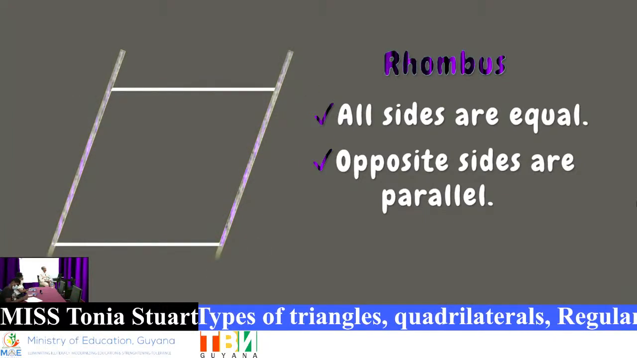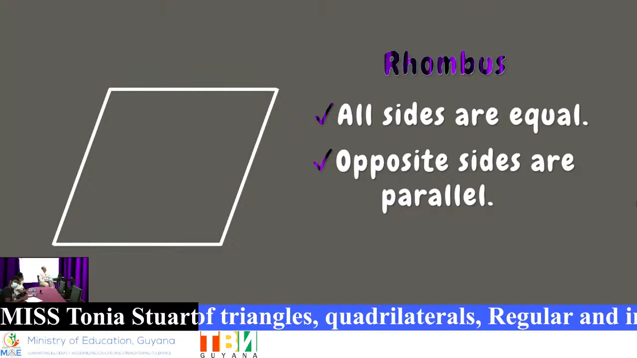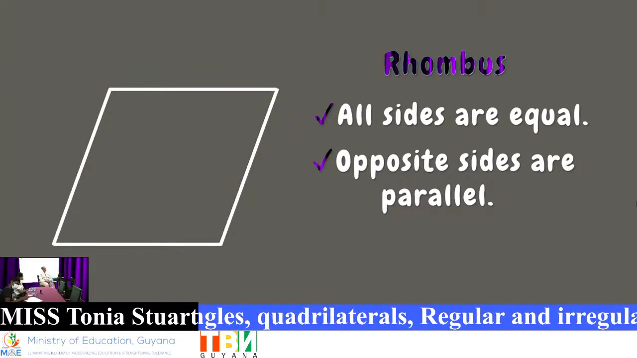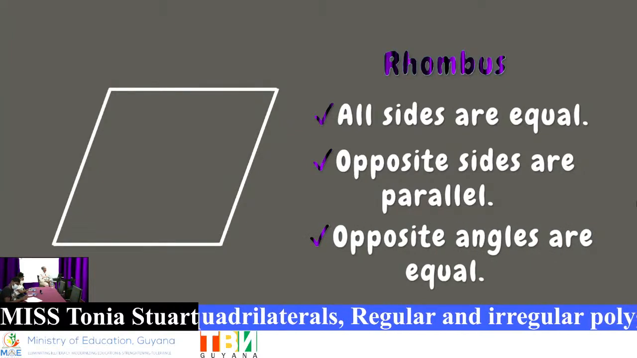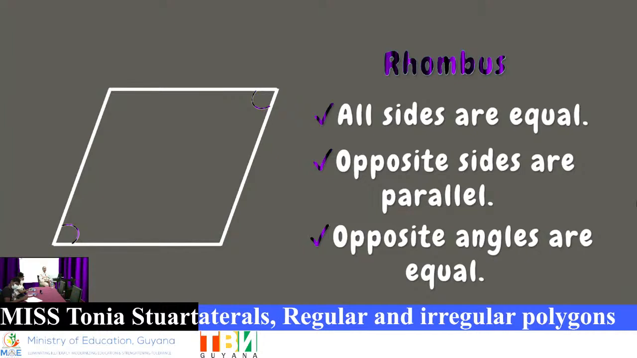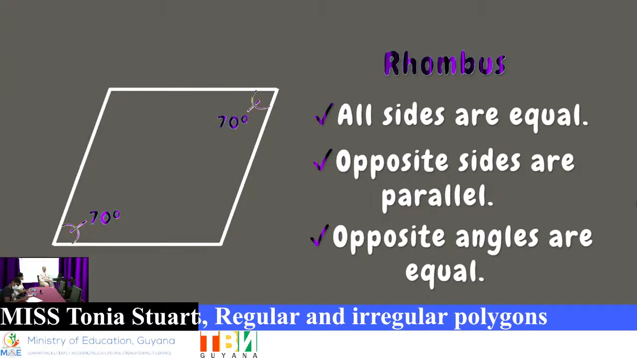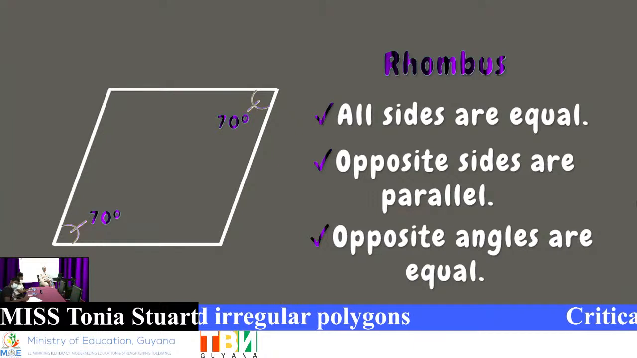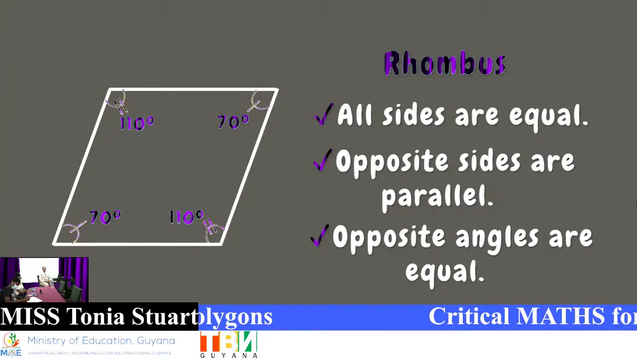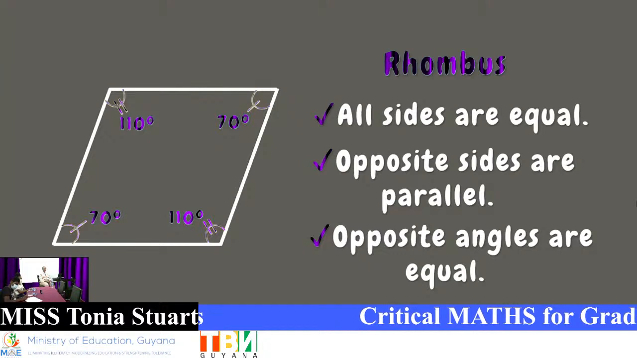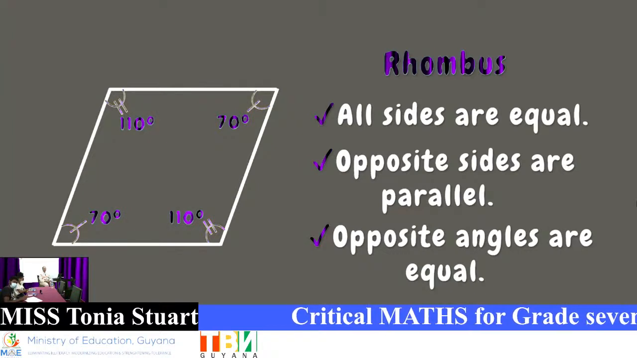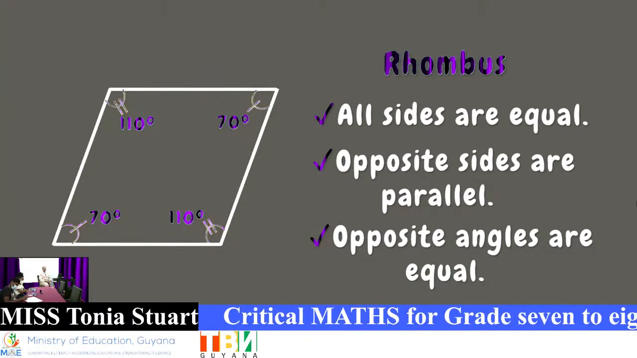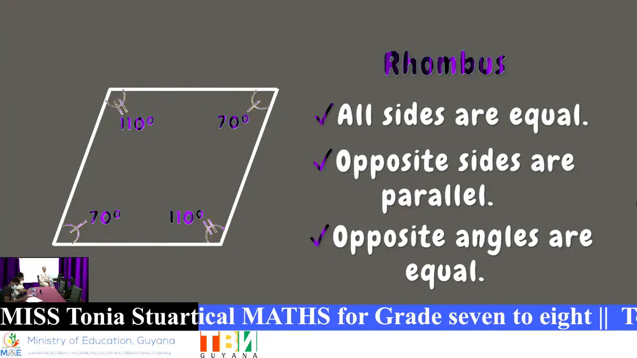The only difference is that its angles are not right angles, but we can see that its opposite angles are equal, which means if one angle is 70 degrees, its opposite angle will be 70 degrees. If the other one is 110 degrees, the opposite angle will be 110 degrees. But still, if we add the measures of the 4 angles, it will still sum up to 360 degrees.